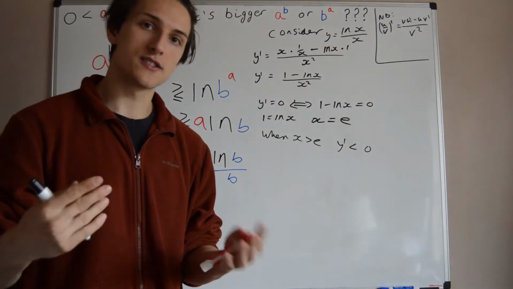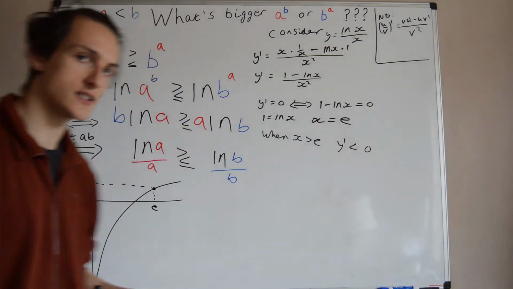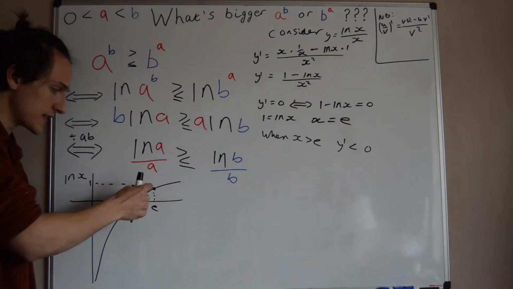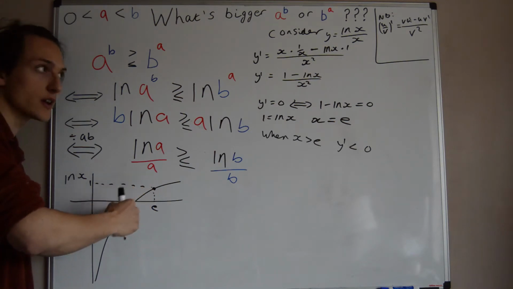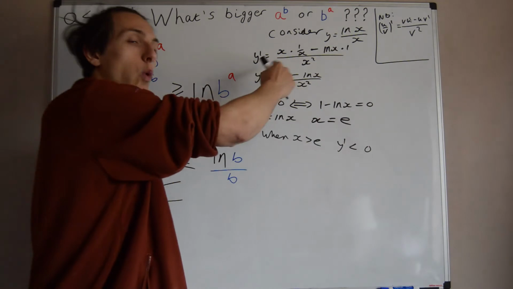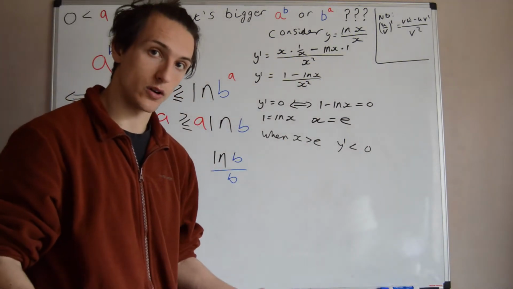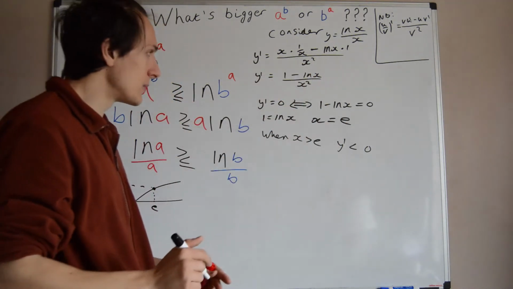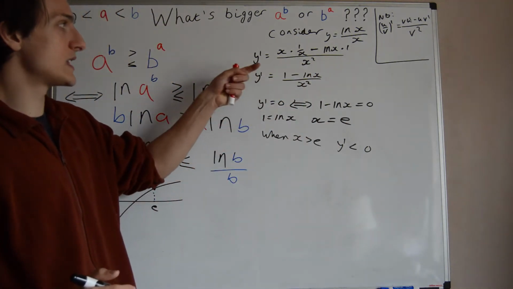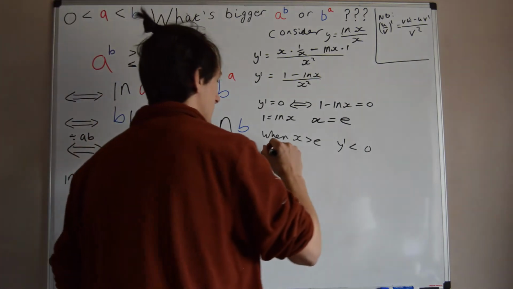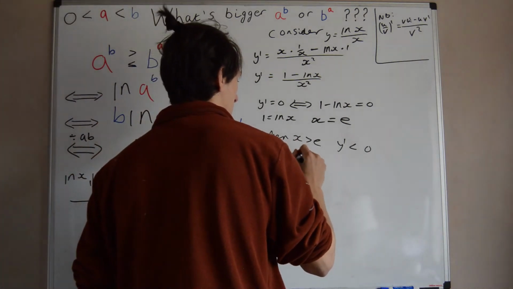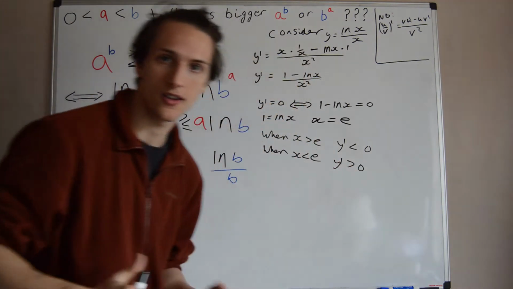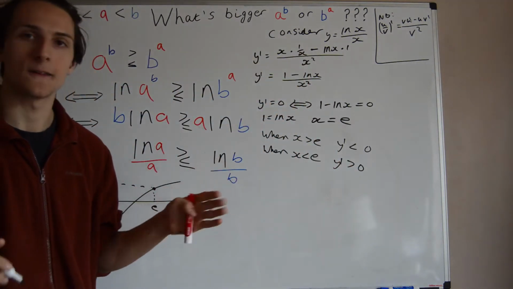Now consider when x is smaller than e. Going back to the graph, when x is less than e, we have that the natural logarithm of x is less than 1. So this thing is going to be 1 minus something which is less than 1, which means the top thing's positive, and of course x squared is positive as well. So we have positive over positive, which is positive. So when x is less than e, y dash is greater than 0. And at x equals e, it is 0.